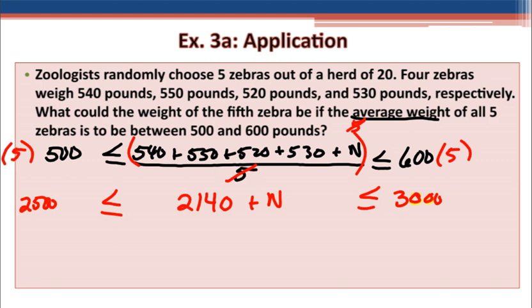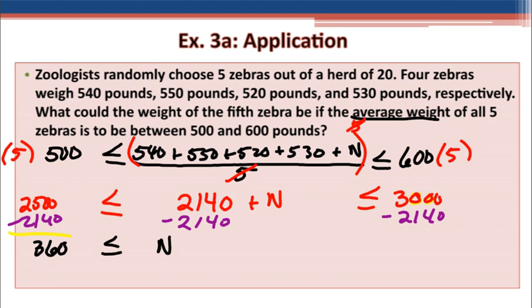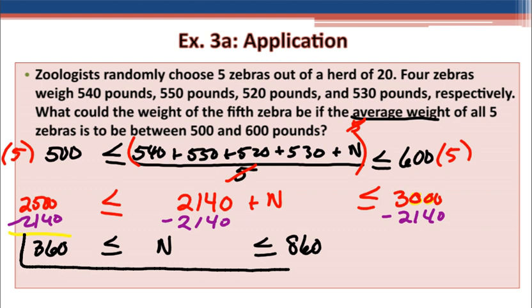Now to get n by itself, I need to subtract 2,140 on all the sides. So 2,500 minus 2,140 gives us 360 pounds. And on the other side, we have 3,000 minus 2,140 gives us 860 pounds. So the 5th zebra has to weigh anywhere between 360 and 860 pounds.